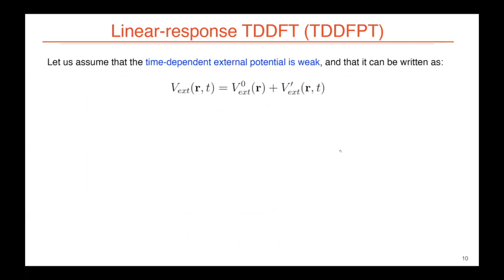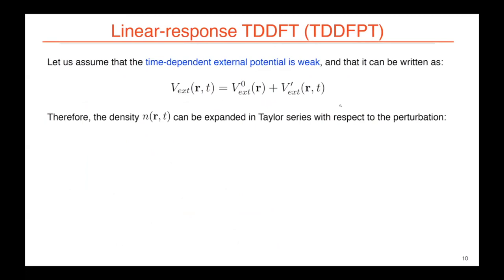So what does this mean? We assume that the external potential is weak. So we can write the external potential as a static component, like in static DFT, V external zero of r, which does not depend on time, plus we're adding some infinitesimally small perturbing potential, V prime external, which depends on time. So here we make an assumption that the perturbation is time dependent and very weak. This allows us to introduce linear response TD-DFT.